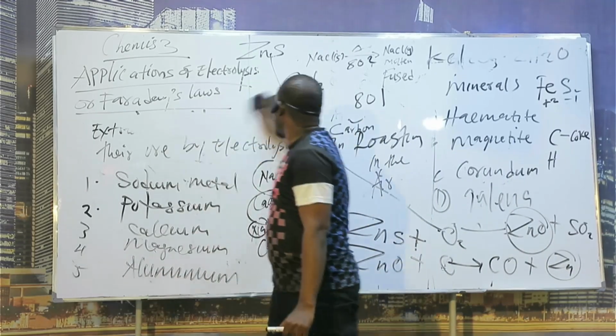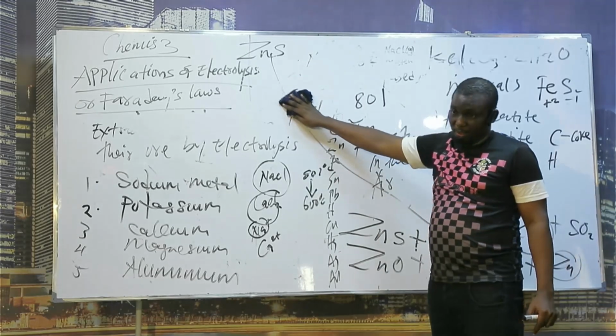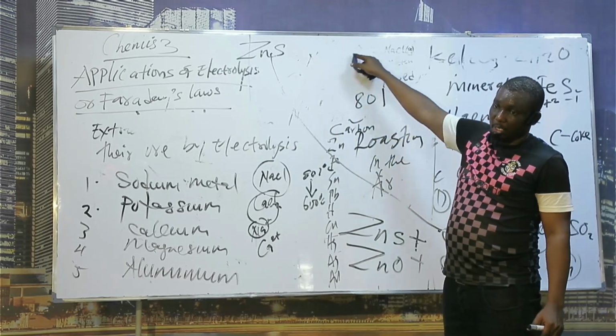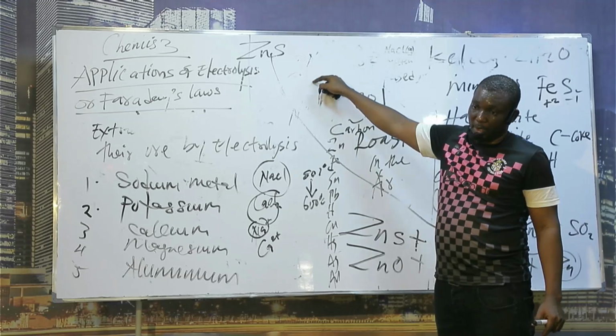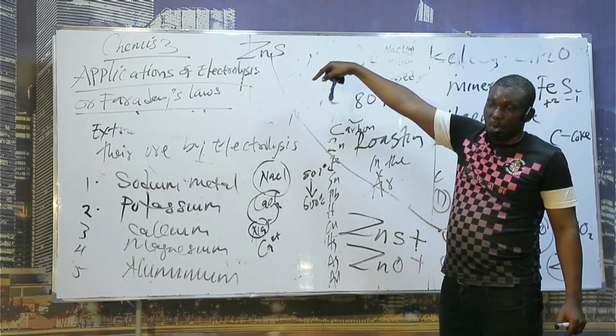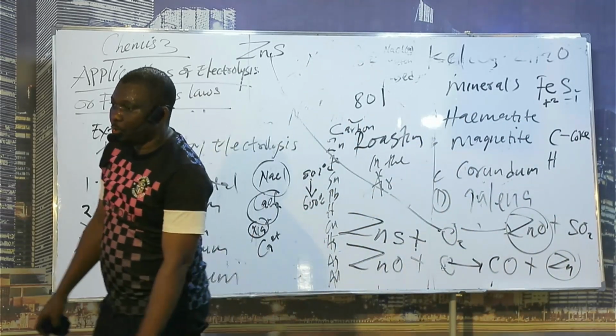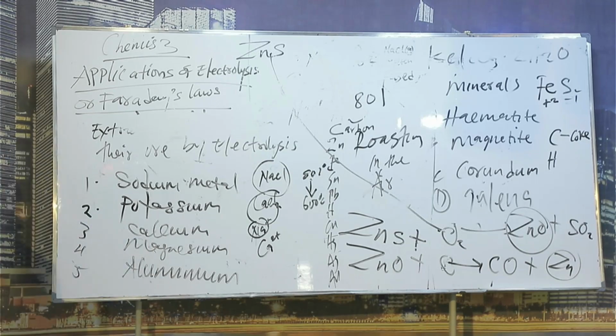Okay. Now, if it is aluminium, you extract aluminium by the same process of electrolysis, using concentrated bauxite. You also have to treat that bauxite with cryolite, in order to lower the melting point.